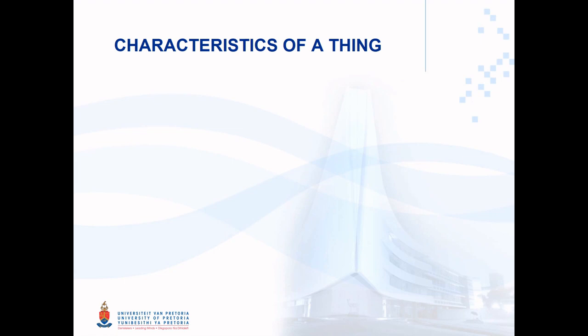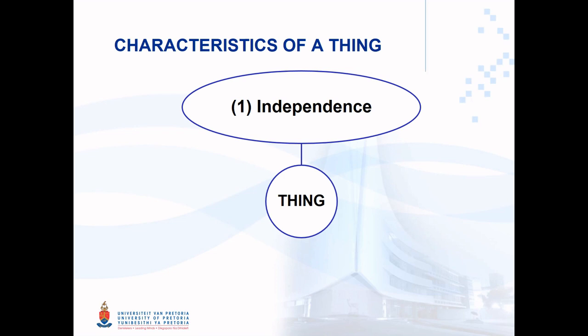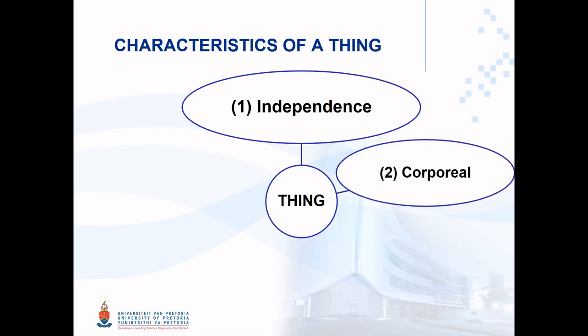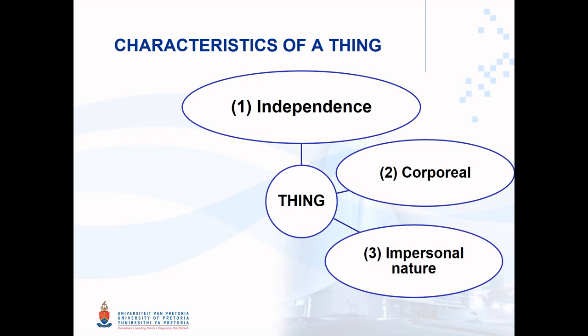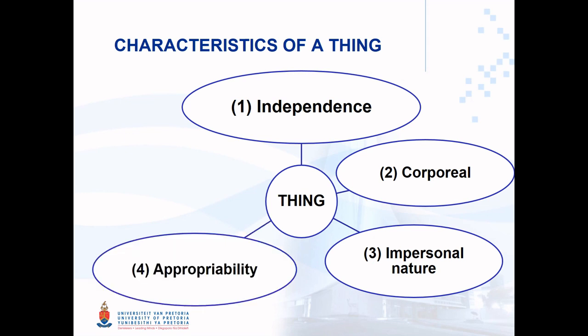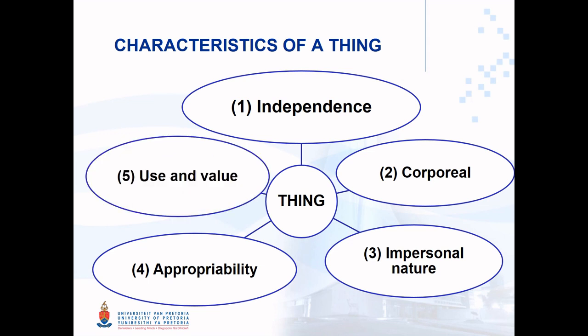Now, the working definition of a thing tells us that an object that qualifies as a thing ordinarily must have specific characteristics. Now, these characteristics are independence, corporeality, it must be of an impersonal nature, it must also be appropriable, and it must have use and value. Now let's have a closer look at each of these characteristics to determine exactly what they entail.